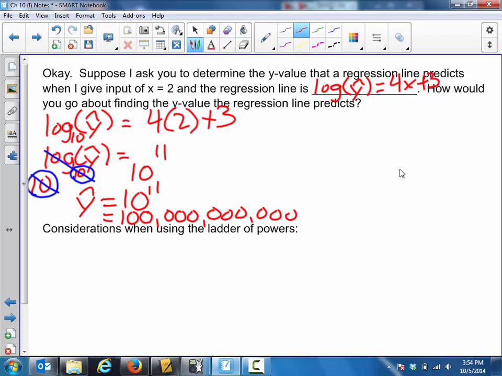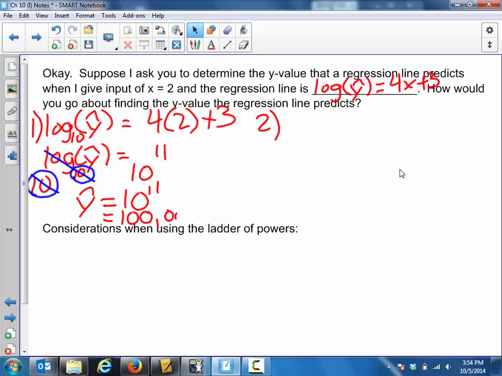100,000 million billion. Yeah, there we go. 11 zeros following that 1. That's really how you need to conclude finding your y hat, your predicted y values here. So there's your first example. Let's take a look at another.